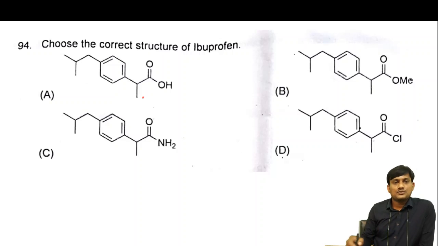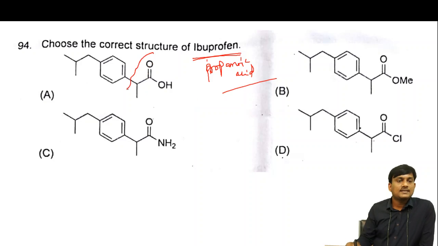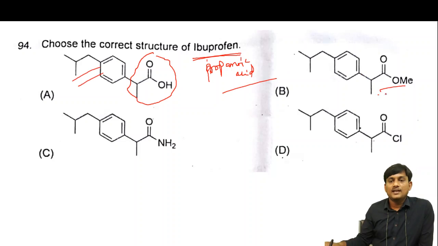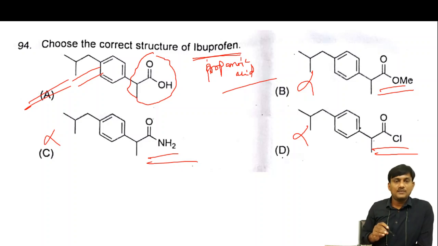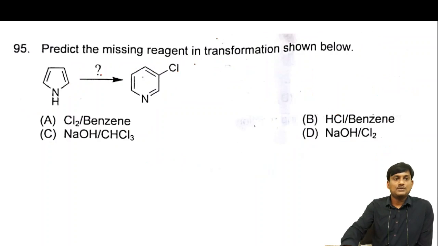Choose the correct structure of ibuprofen. We know that ibuprofen is a derivative of propionic acid. It's a carboxylic acid. Here we have a propionic acid, and this is the derivative of propionic acid. It's ester. This is acyl chloride. It's amide. So all these are incorrect. This is the derivative of propionic acid. So this one is the correct option.